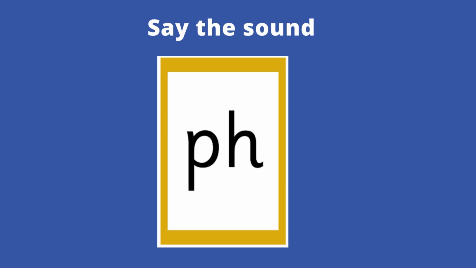We've also finished this week by learning the F sound. So we know that the letter F makes the F sound, but this week we learned how this digraph with the letters P and H can also make a F sound.